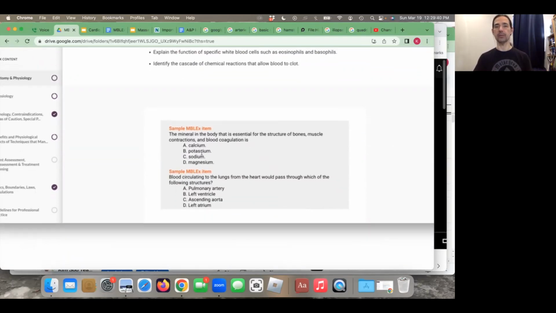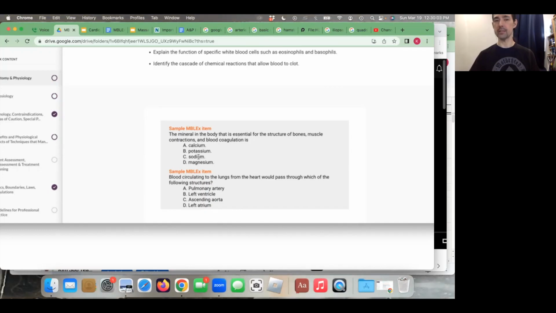Here's an example of a couple questions from the MBLEx that the FSMTB gives you. Remember, the FSMTB is the one that makes and administers the MBLEx. The mineral in the body that is essential for the structure of bones, muscle contractions, and blood coagulation is calcium, potassium, sodium, or magnesium. If you have a reason you pick one, the answer is calcium. If there's a reason you picked a different ion, or a different mineral, please unmute yourself and let me know.